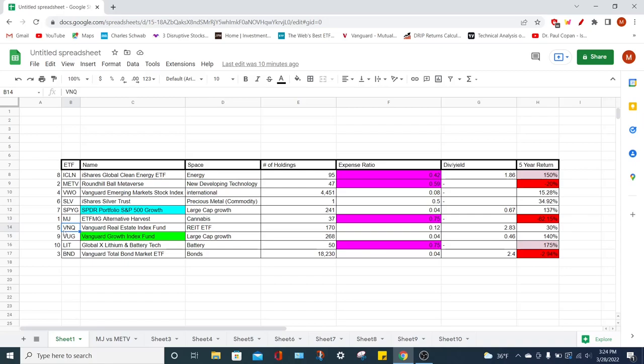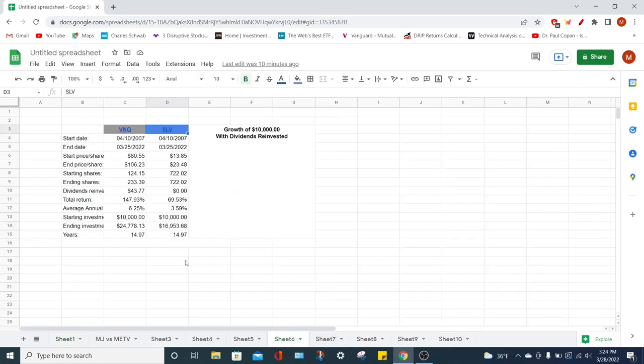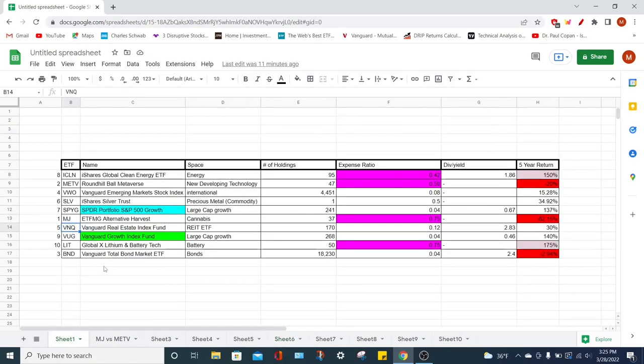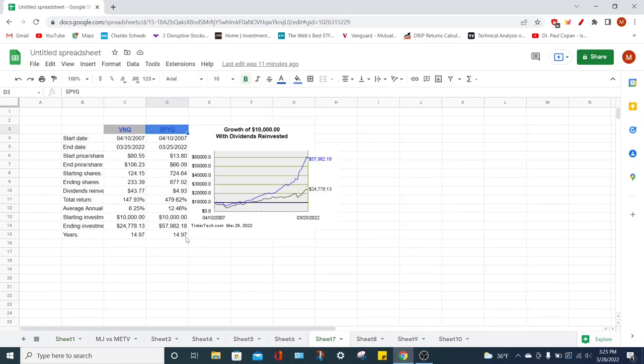Next, we will compare VNQ to SLV, which is a precious metals silver commodity ETF trust that only follows one holding. So let's see how those compare. Well, unsurprisingly, VNQ will move on again because SLV would only appreciate close to $17,000 while VNQ is over $24,000. So now that VNQ has beaten SLV, it will now move on to try to beat SPYG, which is one of my personal favorites. So let's see how that ends up.